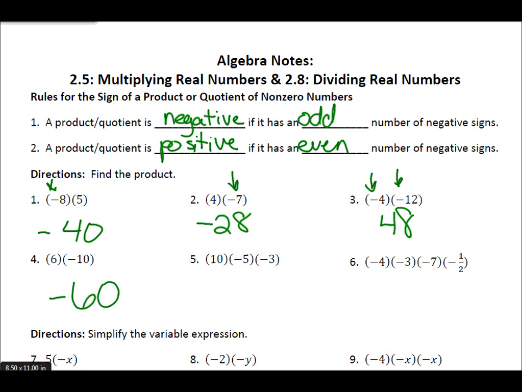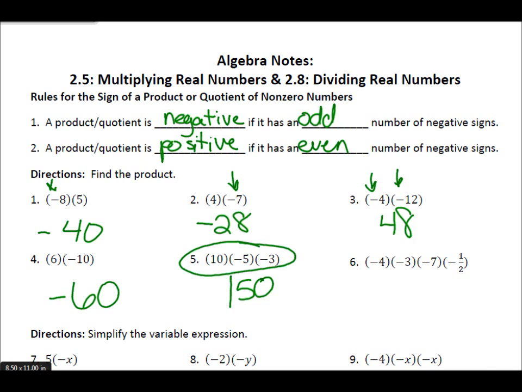Okay. 5, I have 10 times 5, which is 50. 50 times 3 would be 150. I look at my original problem. I see that I have 2 negatives, which makes a positive, so my answer is going to be positive 150.